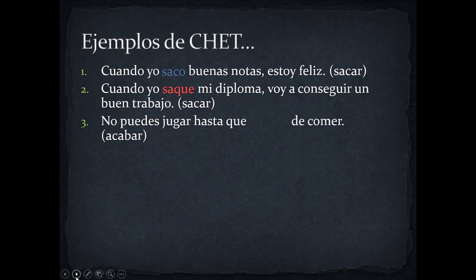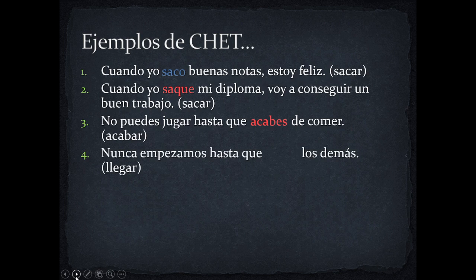Well, this is a pending situation because they're referring to a future action. You cannot play until you finish. So because this is pending, pendiente, we have to use subjunctive. So we need subjunctive of the verb acabar. And if you've never seen that verb before, it's a regular verb. And because we're talking to a child here, until you finish, what would be subjunctive of acabar? Acabes. No puedes jugar hasta que acabes de comer. Muy bien. You cannot play until you finish eating.